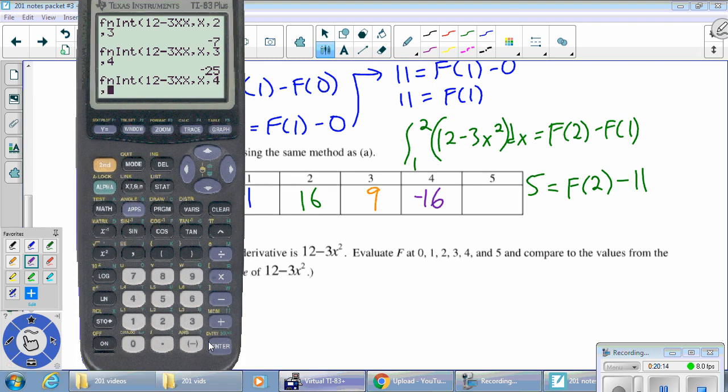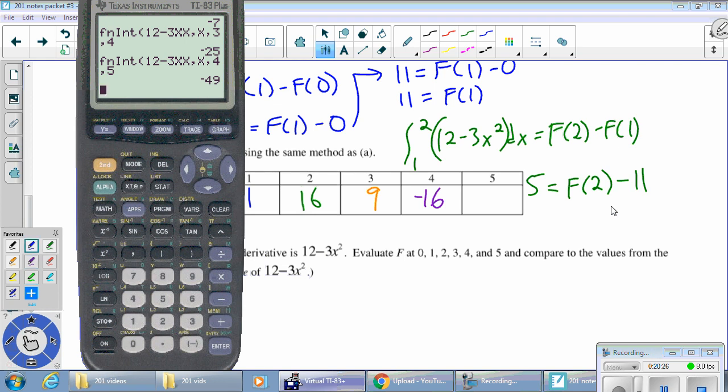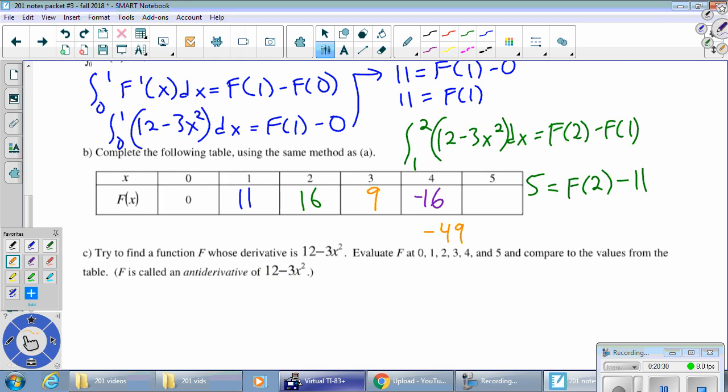From 4 to 5. Negative 49 is some number minus negative 16. So that really became a plus. Maybe I should write this one just because it's negative. Negative 49 is f of 5 minus negative 16. So that becomes a plus 16, which you move to the other side by subtracting it, and you get negative 65.